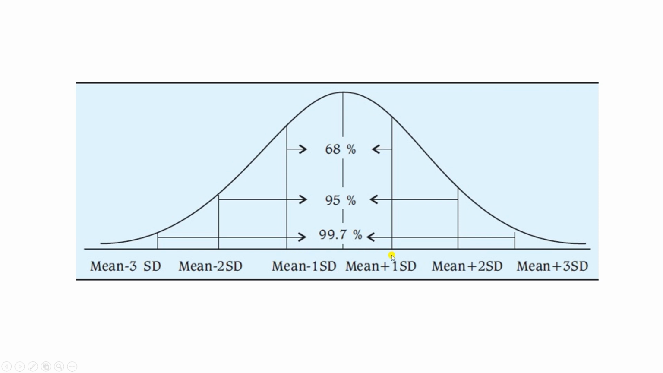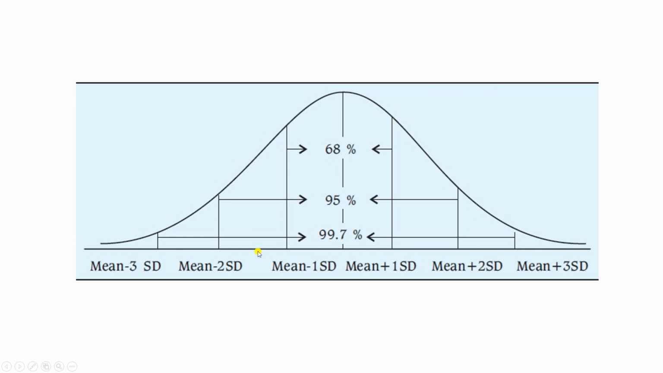So 74 to 88, this is the area, and all the people having diastolic blood pressure between 74 and 88 will be in this area, and this area comprises 68% of the total population. Since I had 10,000 population, there will be 6,800 people in this area who have diastolic blood pressure of 74 to 88, right?